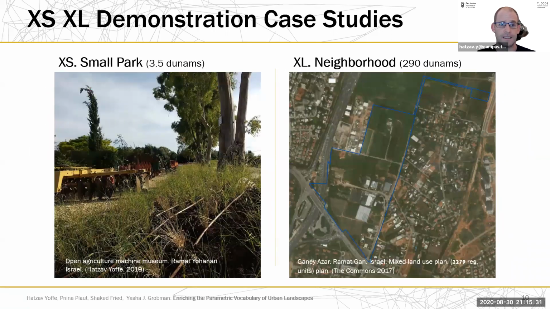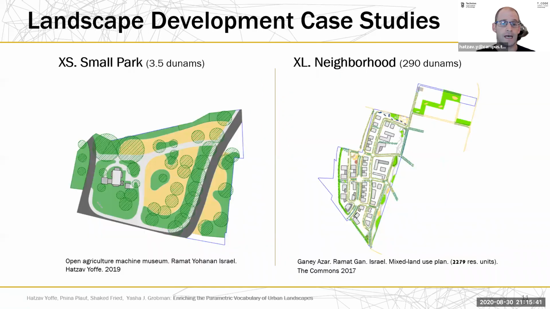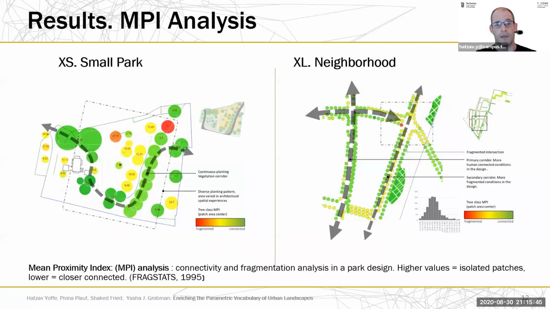For this case study, we use two demonstration landscape development projects. One is a small park and one is a neighborhood. We took the design's CAD model and streamlined it into a custom-designed Grasshopper calculator and then represented it back into the model. And this is the result.